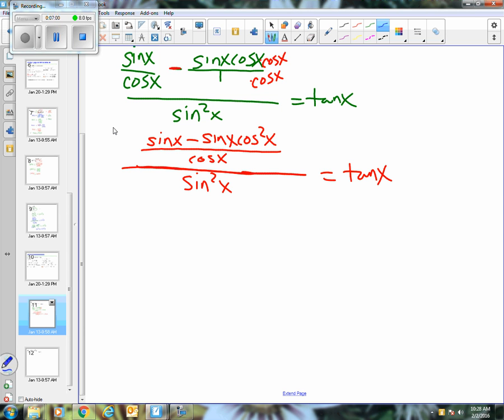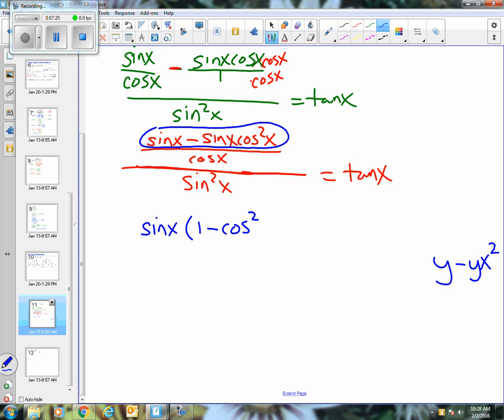Now looking up in that numerator, I have to try to see if I can do anything with that. So looking just at this numerator right here, see if we have any ideas. What could we do? Well, it's kind of like writing this statement, right? y minus y times x squared. If that was your algebra sentence, what would you do with it? I would probably pull out the y. So in that case, I would pull out the sine of x. And that's going to leave a 1 minus cosine squared of x in the numerator. That's all over cosine of x, which is all over sine squared of x.